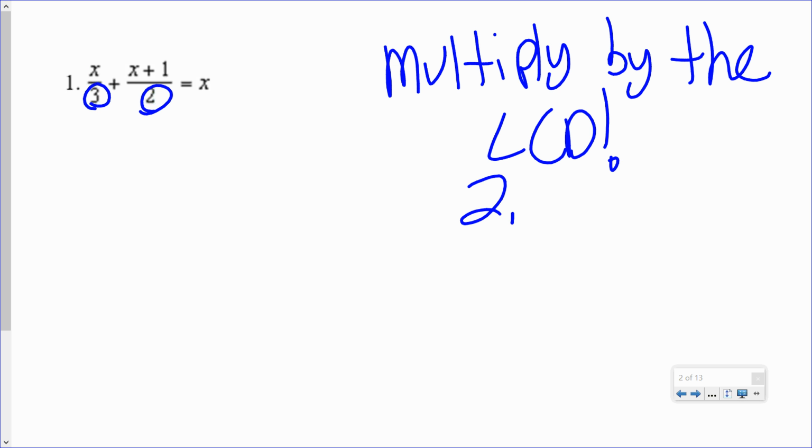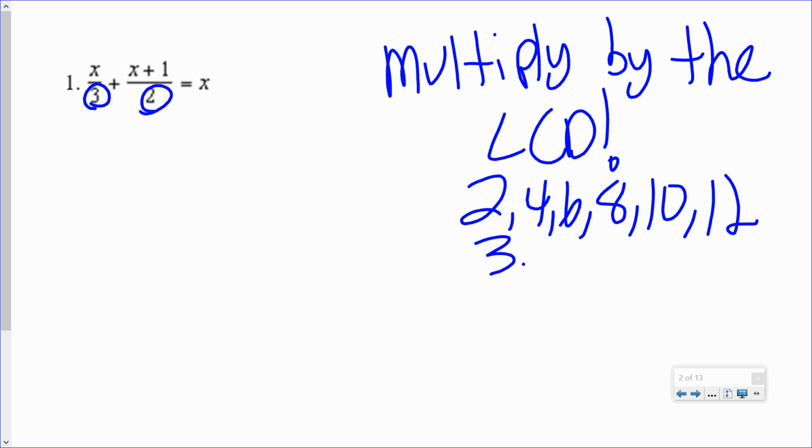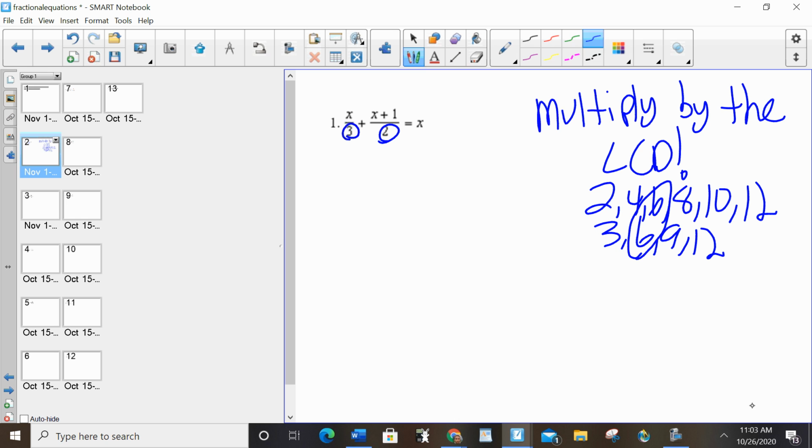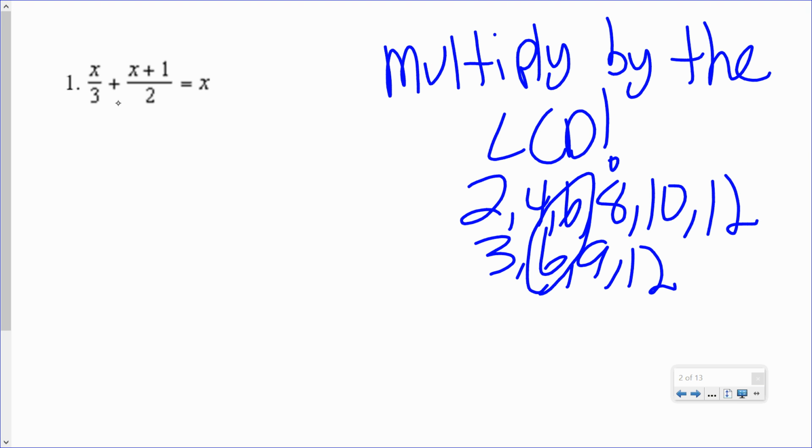So basically what that means is, well, the multiples of 2, the multiples of 3. What's the smallest number that's on both of these lists? 6 is your least common denominator or least common multiple. Now, let's just say that you didn't get the least one. Let's say you chose 12. That's fine as well. We just need a common multiple, a common denominator. So, I'm going to multiply by my LCD, which is 6.